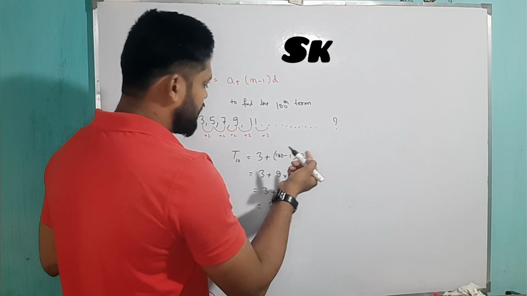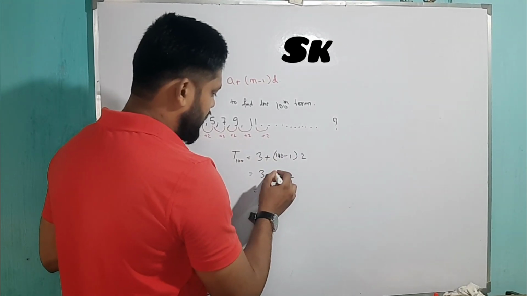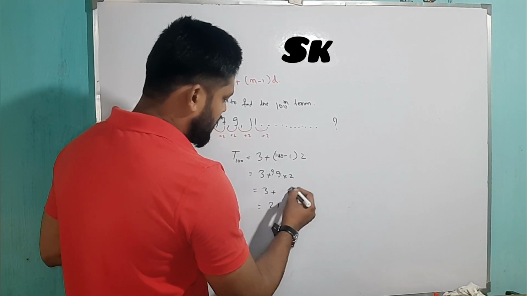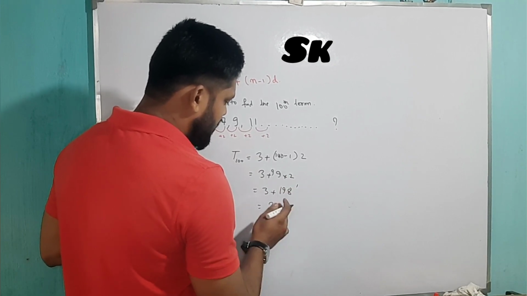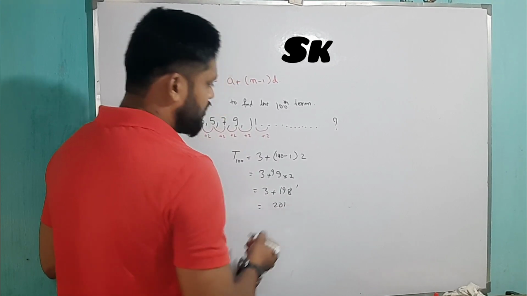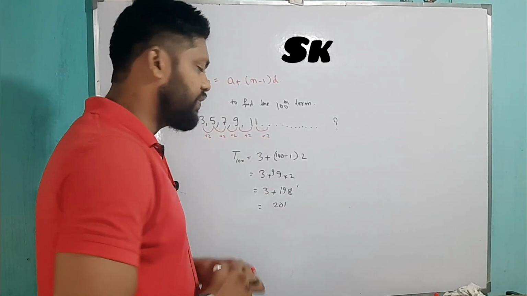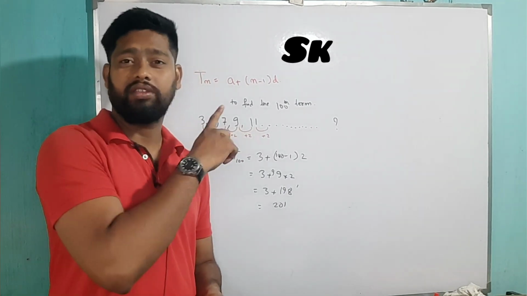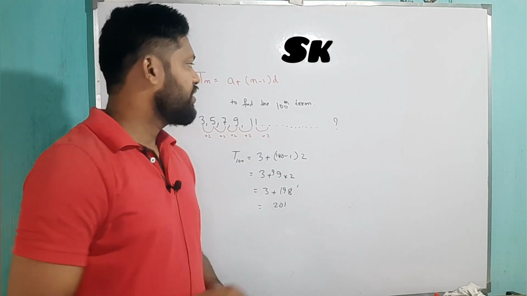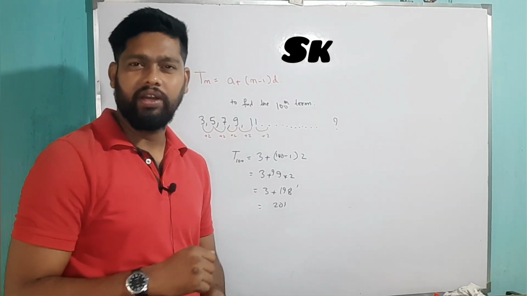For 100, in place of n, n minus 1 will be 99. Multiply 99 by 2: 9 twos are 18, carry 1, 9 twos are 18 and 1 is 19, so 198, and then 3 plus 198 gives 201. We can find the 100th term, the 200th term, the 300th term also. This is the formula by which you find whatever term they ask you, the 10th term, the 20th term.